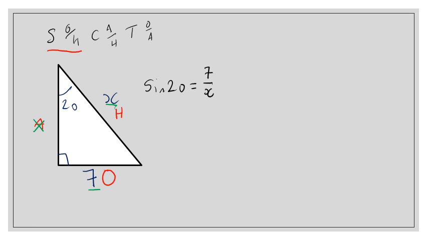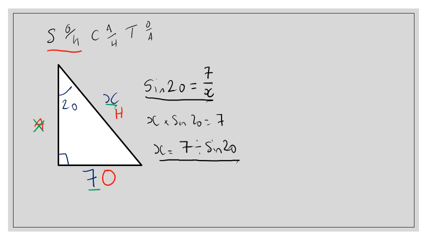And this is where we have to be really careful. My x is in the denominator of my fraction, which means we need to times by x to get x times sine 20 equals 7, and then divide by sine 20. So x equals 7 divided by sine 20. You can go straight from this line to this line if that would make it easier for you. Just if you know x is in the denominator, that means you're going to need to divide.